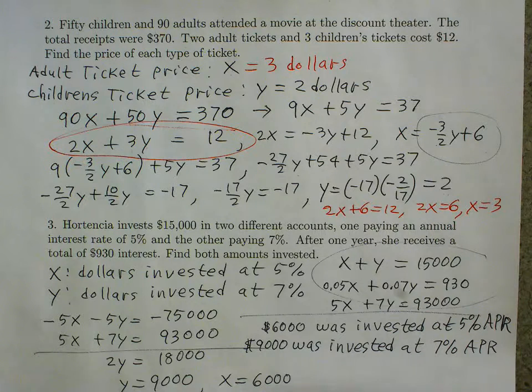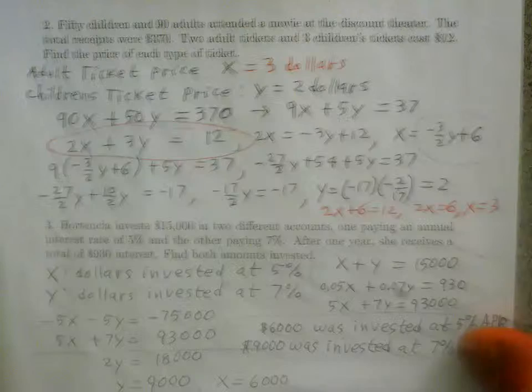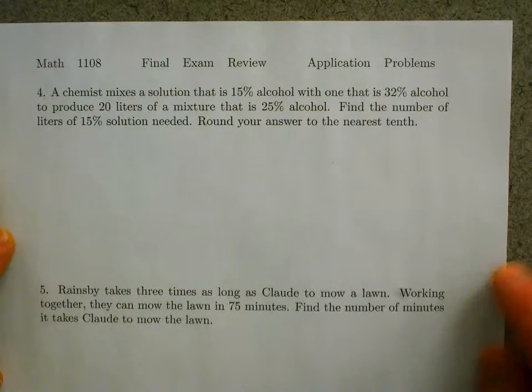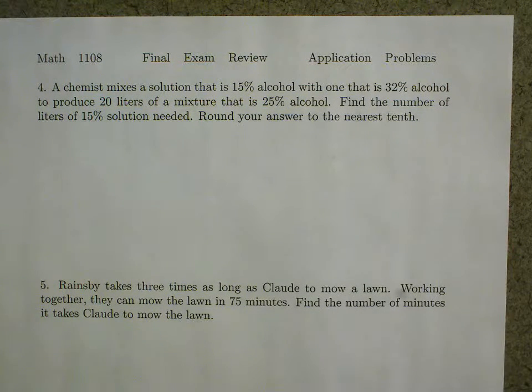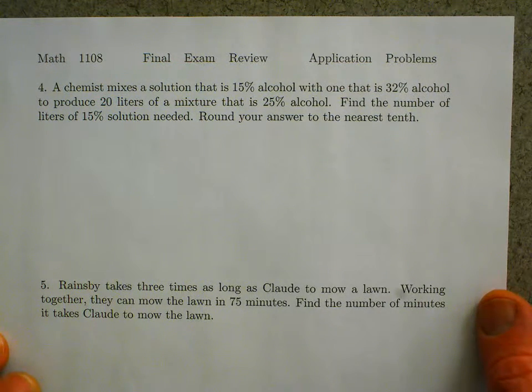Okay, let's move on to the next problem. It's a mixture problem. A chemist mixes a solution that is 15% alcohol with one that is 32% alcohol to produce 20 liters of a mixture that is 25% alcohol. Find the numbers of liters of 15% solution.